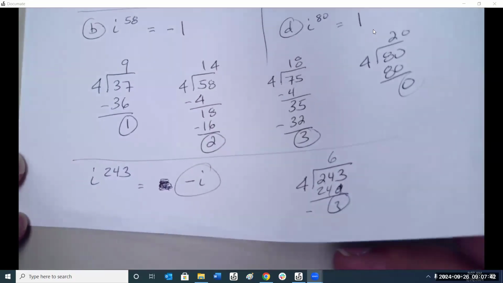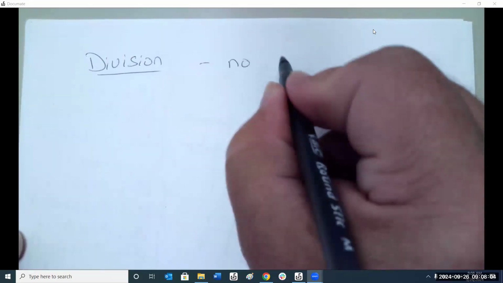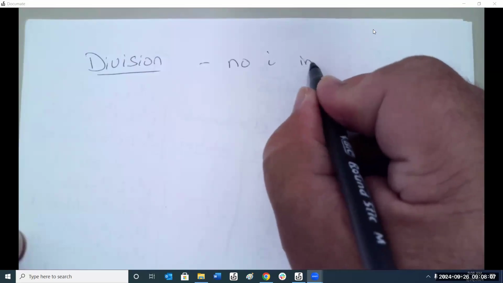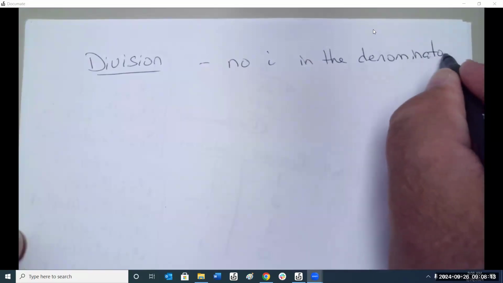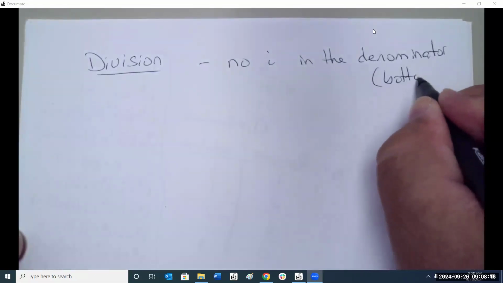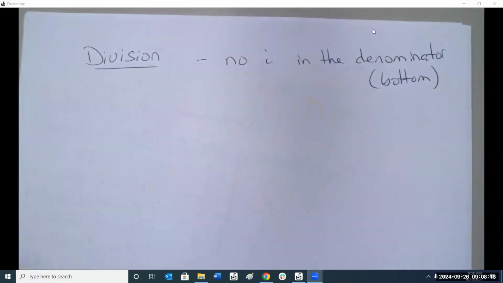All right, so now we got the last part to do, division. The reason it's saved for last is because it has its own set of rules. Remember what it did with square roots? What can you not have with square roots? The answer cannot have an i on the bottom. The question can have an i on the bottom, but the answer cannot.